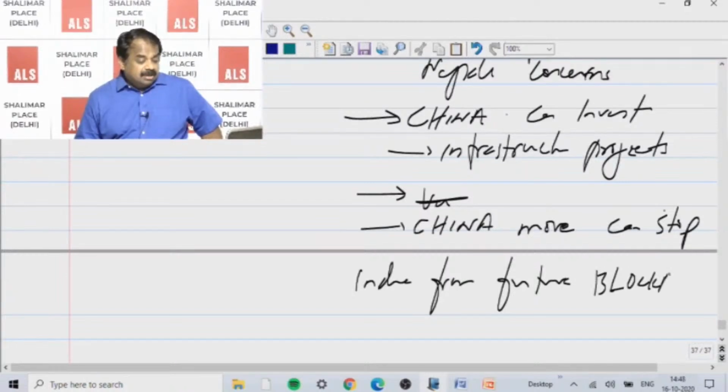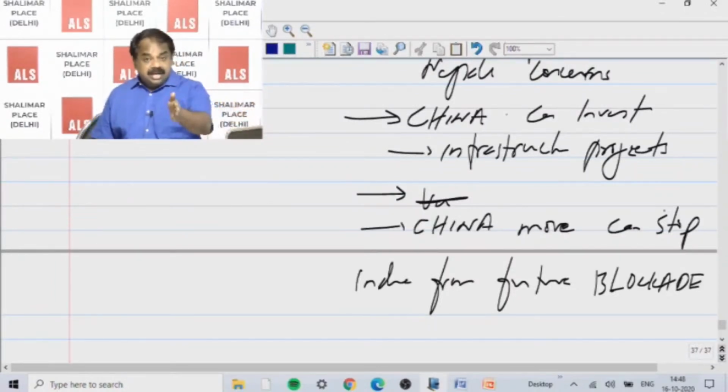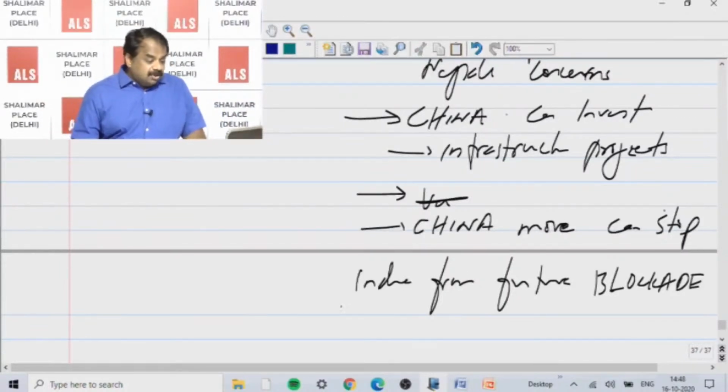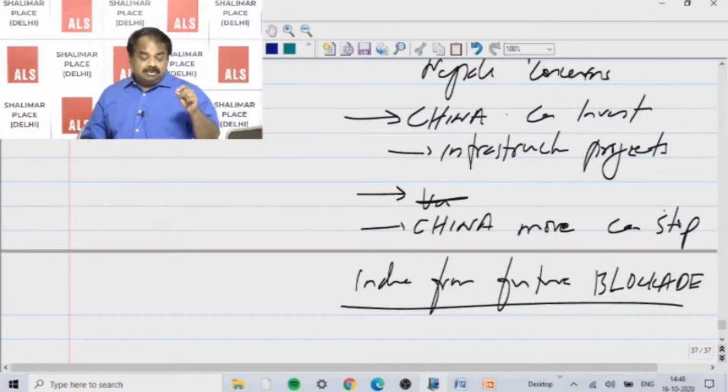I don't think we will ever think of a blockade in future. We have already tried this many times, and that is also the problem. Almost in every decade we have tried a blockade. We did it in the 70s, we did it in the 80s. I still remember Rajiv Gandhi's time we blocked. And 2015 is another blockade. So Nepal knows that the relationship with China is an insurance against future blockades from India.